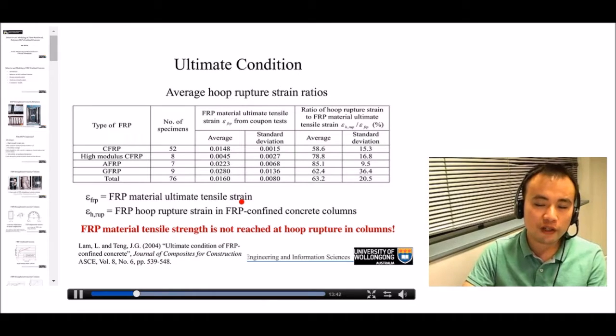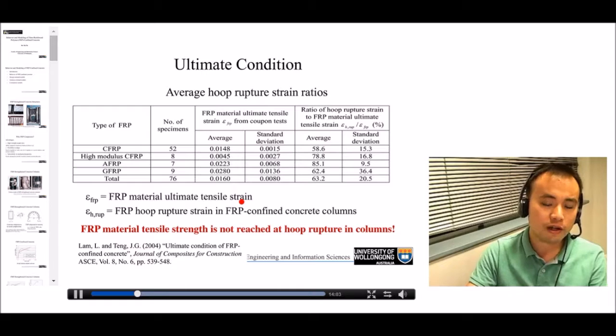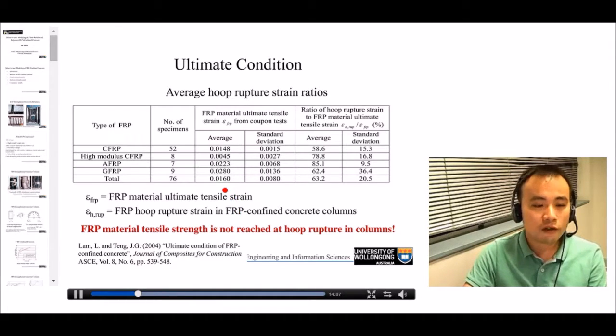So just now we know that the failure of an FRP-confined concrete column is normally controlled by the rupture of FRP. So in order to determine the ultimate condition, the question is, what is the rupture strain of FRP? The most straightforward way to find the answer is to do a material test, such as the flat coupon test specified by the ASTM standard.